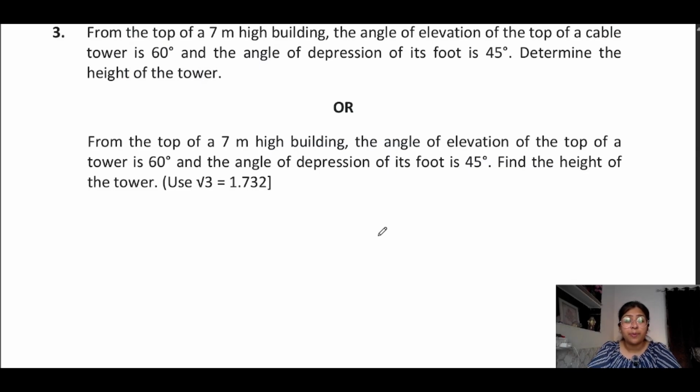One question can be asked in two ways. Both questions have the same language, but in the second one we are given the value of root 3. Now try this: from the top of a 7-meter high building, the angle of elevation of the top of a cable tower is 60 degree.